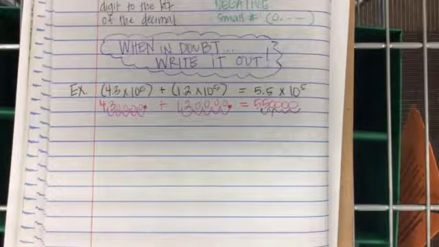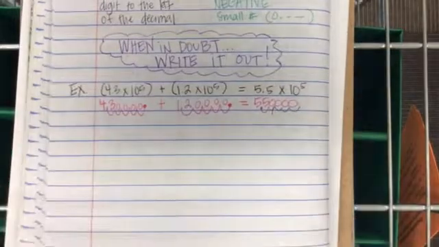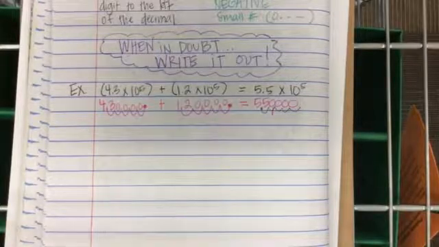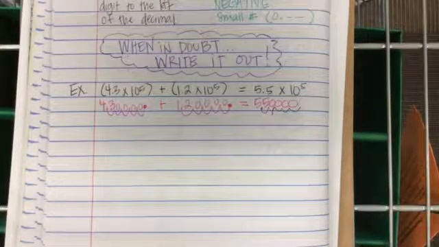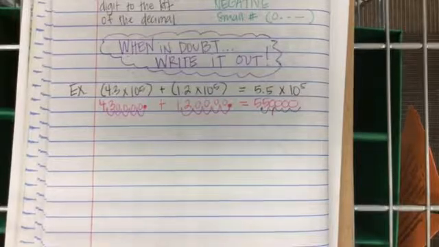Anybody see a shortcut? Kevin. Say again. I think you're right. So the decimals. But what else do you notice about these two problems? So Kevin's saying add the decimals. What else do you notice? Or Aaron? Do you add the exponents?